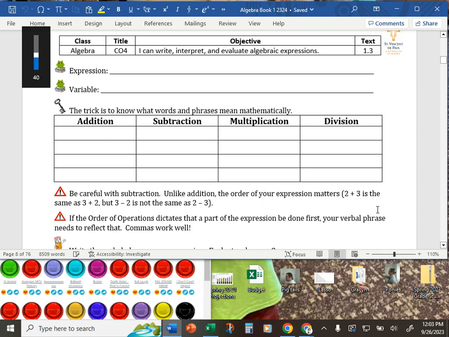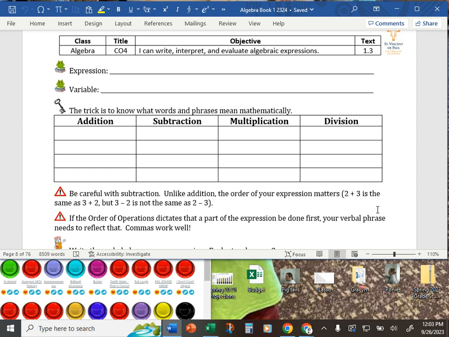Today, algebra, we are going over CO4, which is writing, interpreting, and evaluating algebraic expressions. Two of the most anxiety-ridden things when it comes to math are fractions, because there are so many different rules for all the different operations, so it's difficult to understand in general, and word problems, right? Because in a word problem, you have to take the information that's important out of the question, write the equation or the expression yourself, and then solve it.